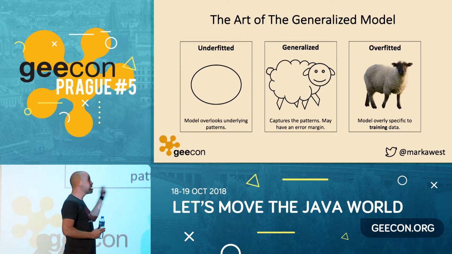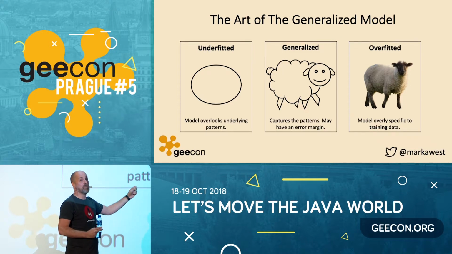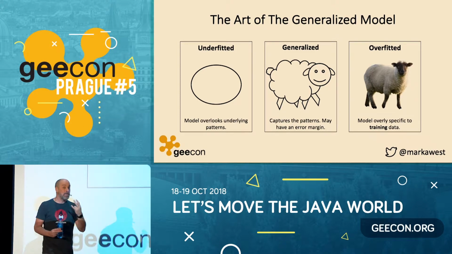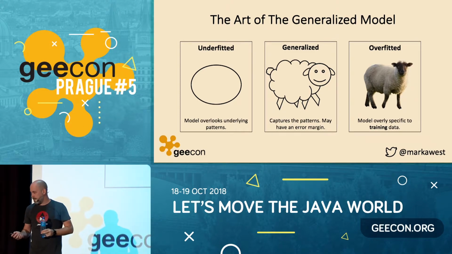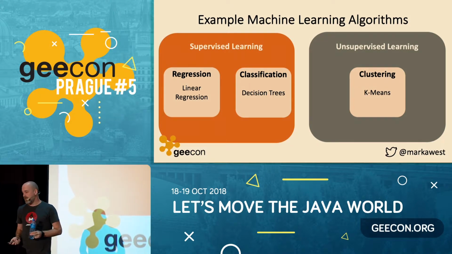So it's like a sliding scale between underfitted and overfitted. We don't want it to be too generalized. We don't want it to be too specific. But the challenge there is finding the balance. And to do that is going to depend a lot on your specific use case. But anyway, with that out of the way, let's talk about some simple machine learning algorithms.